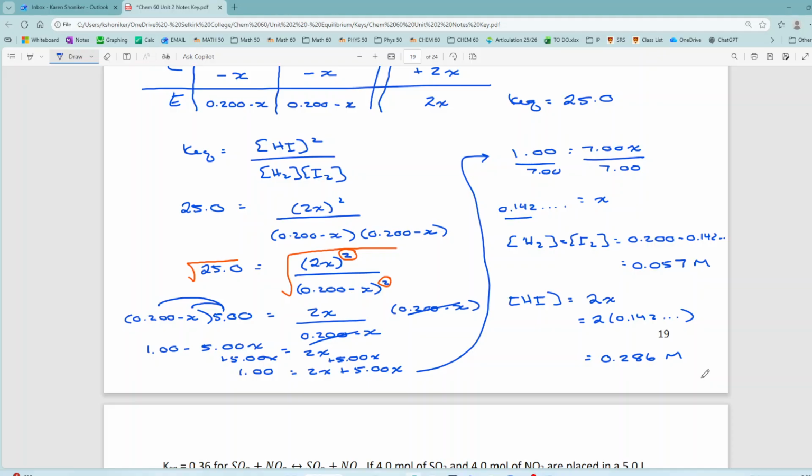So my answer would be 0.057 as my concentration of hydrogen and iodine, which the question didn't even ask you for, but I just thought I'd show you. And what they really wanted to know was my concentration of HI. Okay, so I've done more work than I needed to in that question, but my final answer would be the concentration of HI is 0.286.